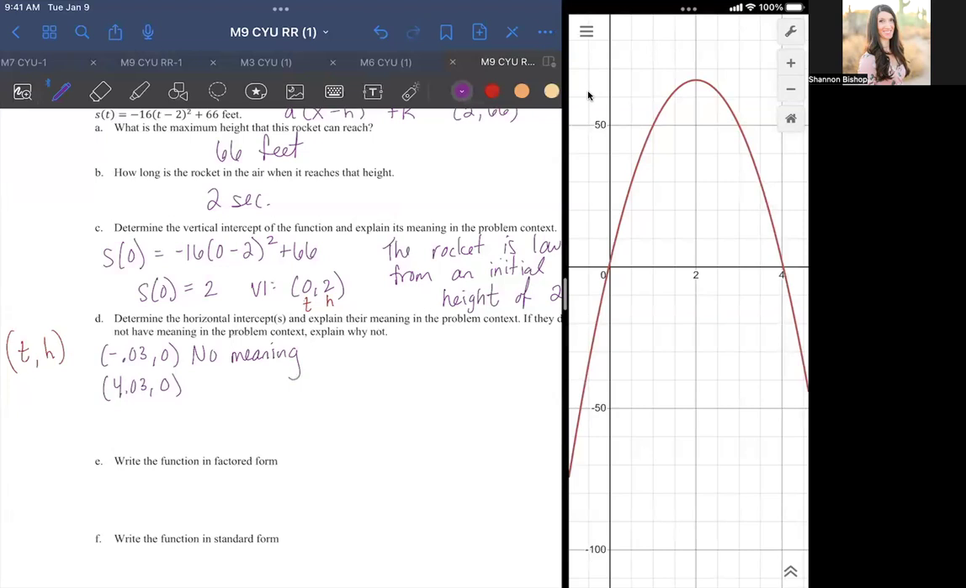Now, 4.03, on the other hand, that also stands for a unit of time, and you can certainly have 4 seconds after it's been launched. And what's happening after 4 seconds is that, well, the height would have been 0. So that definitely has some meaning. So the height is at 0. So essentially, that means it's landed on the ground.